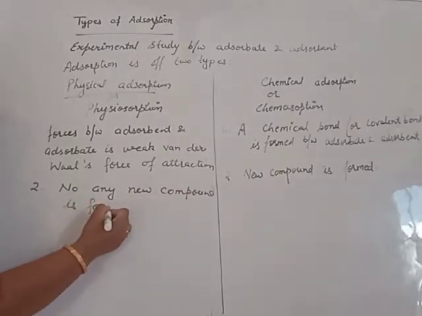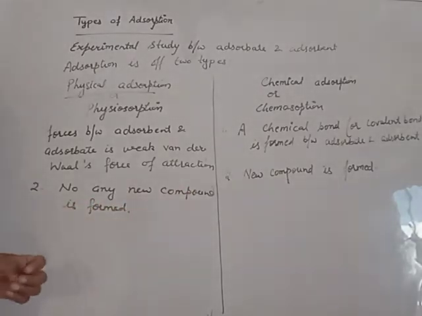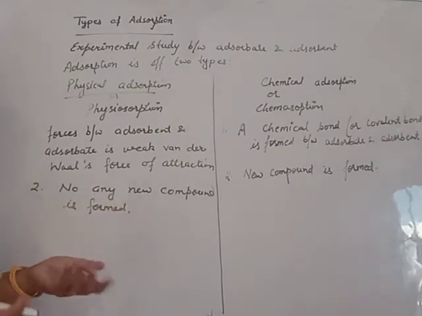In our exam, a 1 mark question is like, in which type of adsorption is a new compound or product formed? Answer is chemical adsorption. In which is it not formed? Physical adsorption. That is the 1 mark question in your exam.